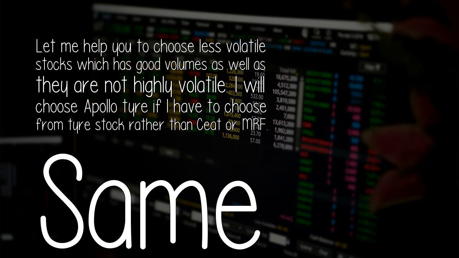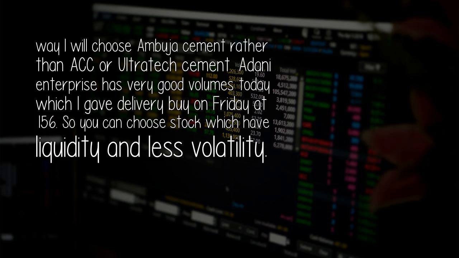Let me help you choose less volatile stocks which have good volumes and are not highly volatile. I will choose Apollo Tyres if I have to choose from tire stocks, rather than CEAT or MRF. In the same way, I will choose Ambuja Cement rather than ACC or UltraTech Cement. Adani Enterprises has very good volumes today, which I bought for delivery on Friday at 156. So you can choose stocks which have liquidity and less volatility.